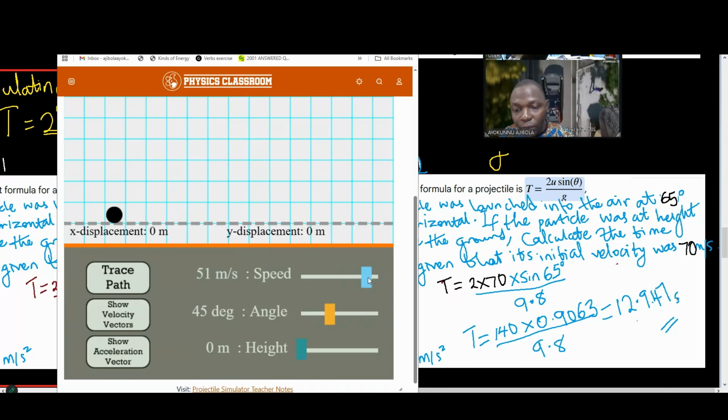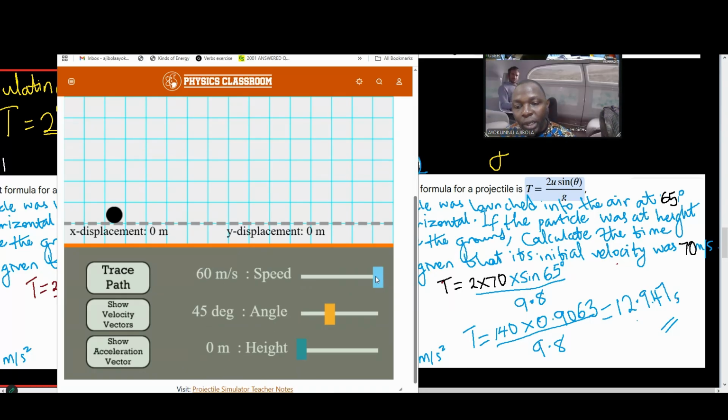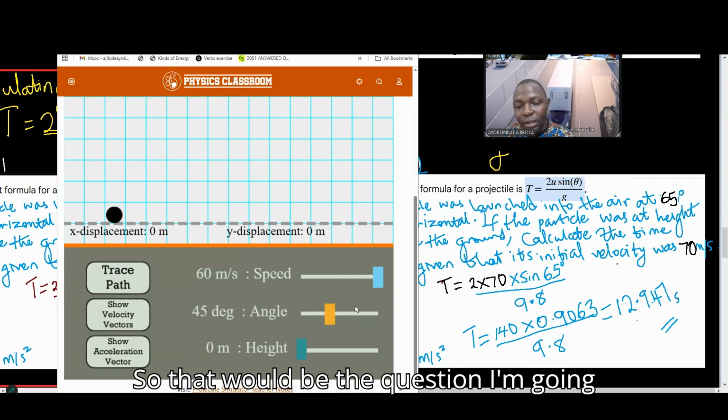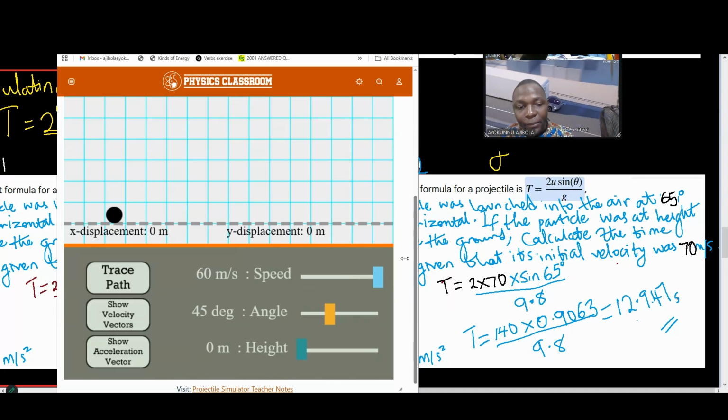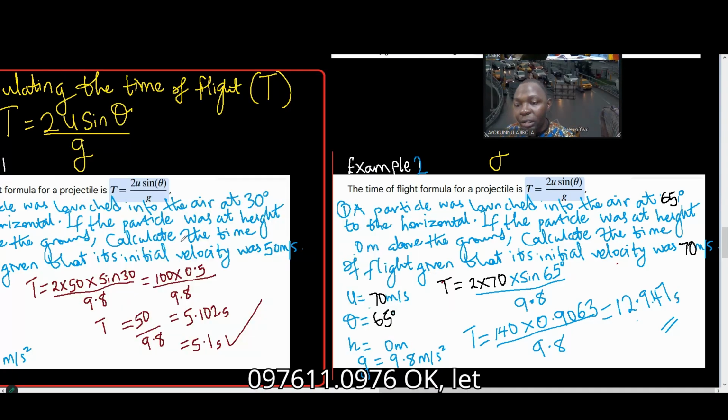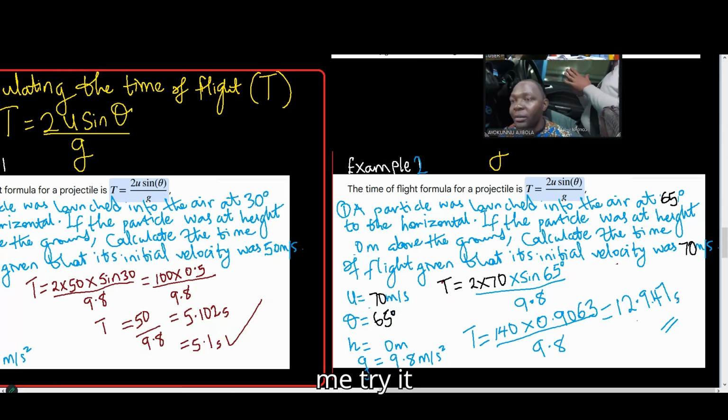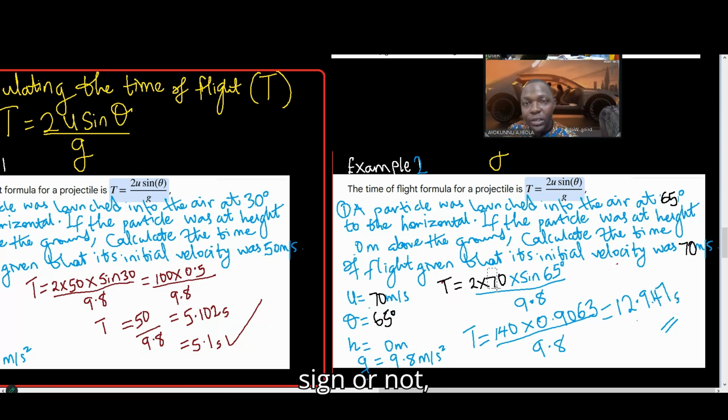70. Oh, 70. Okay, we cannot get 70 here. That is the major limitation, okay? So let's do 60 instead of 70. Okay, let's do 60. I agree. So that we can be able to check it.